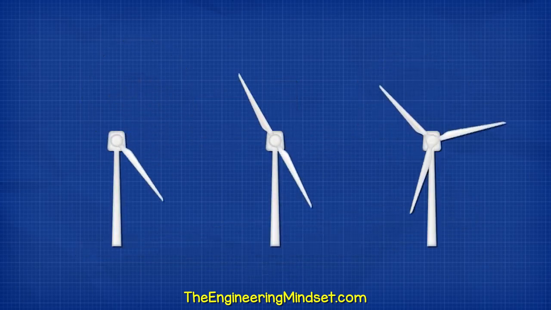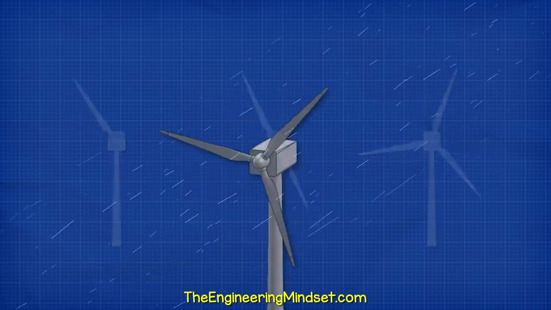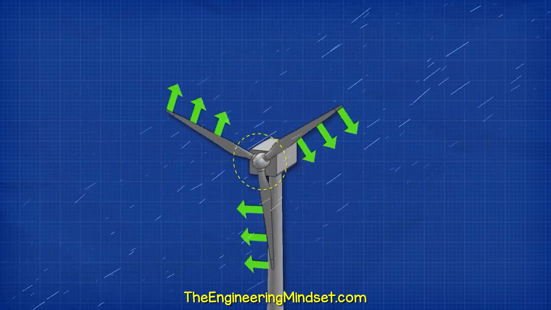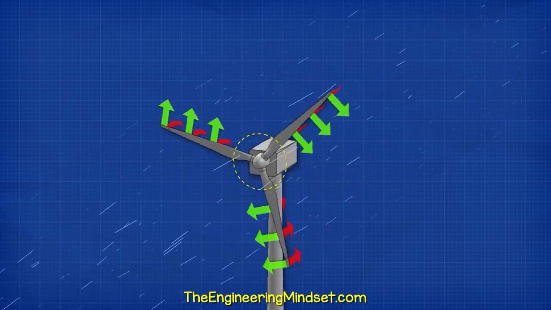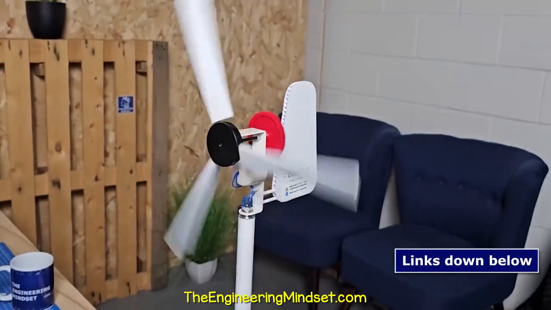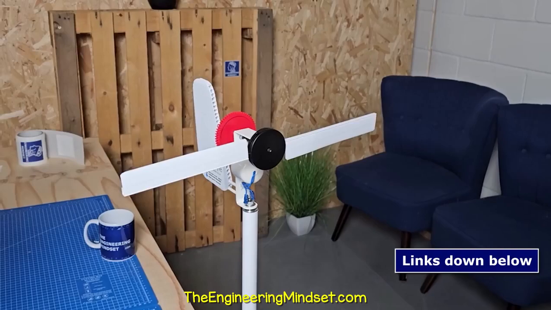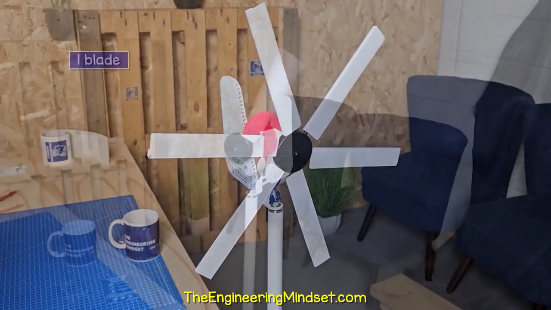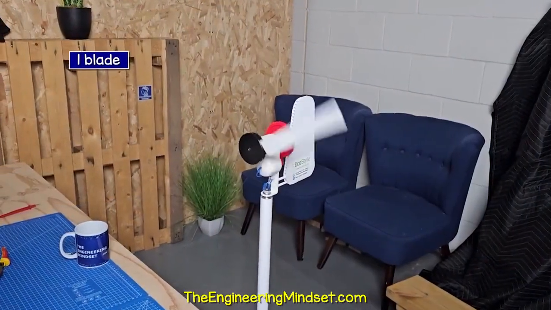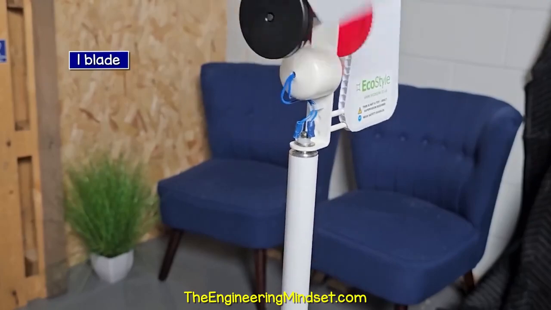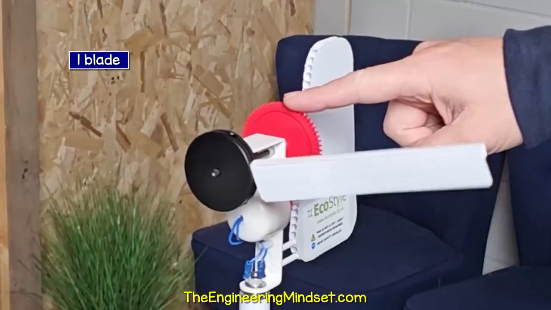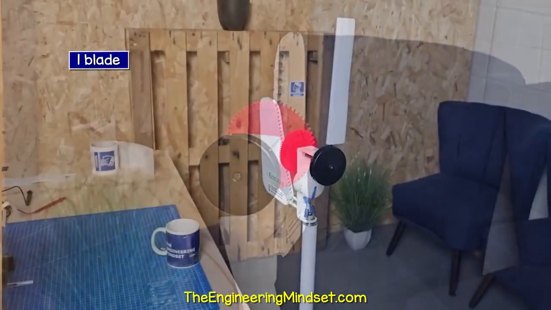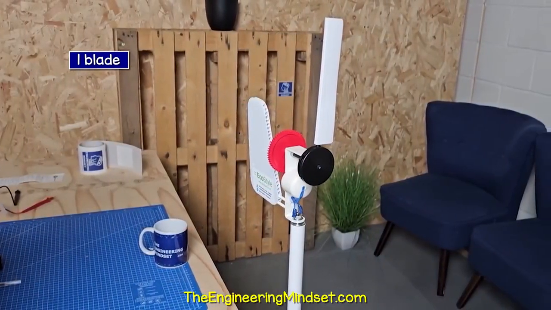So, how many blades do we need? The blades will each generate lift, which causes rotation, but they also generate drag, which will slow the blades down. Using this model wind turbine, we can change the number of blades to find out. With one blade, it's very slow. The structure is also very unstable. It doesn't produce much voltage, and it's very easy to stop. Plus, it didn't self-start, so this is not a very good design.